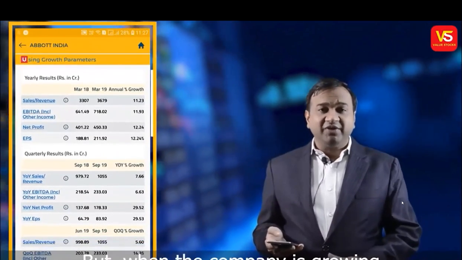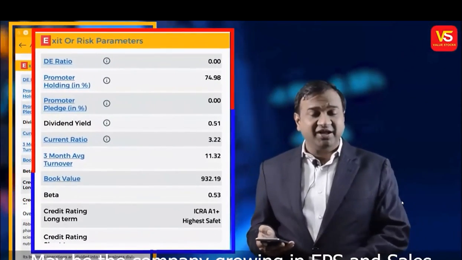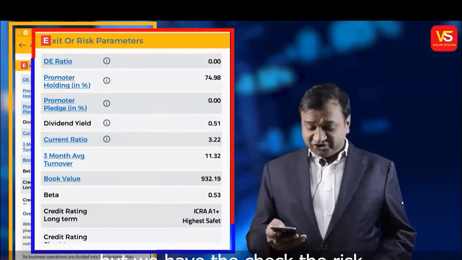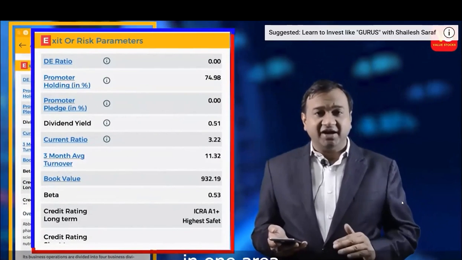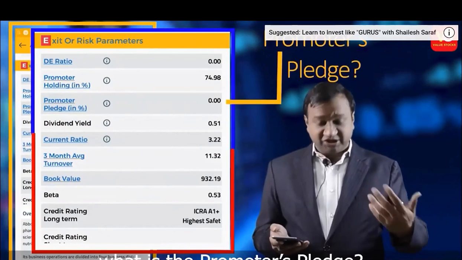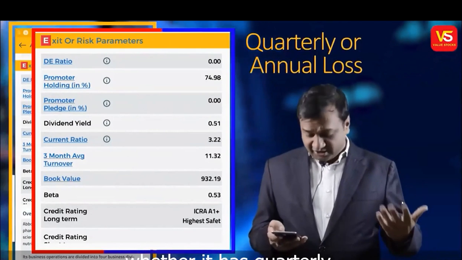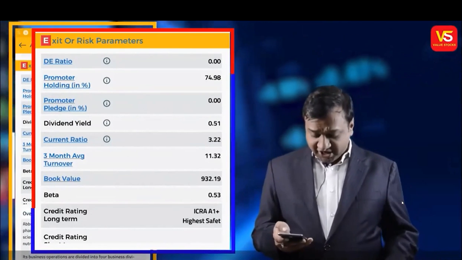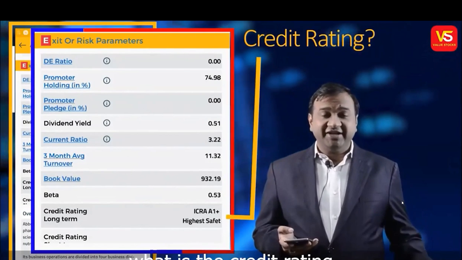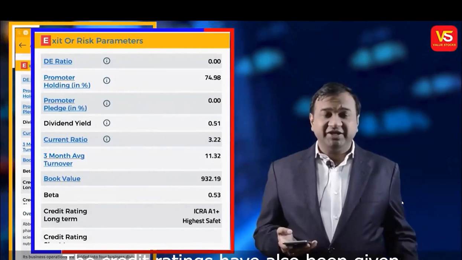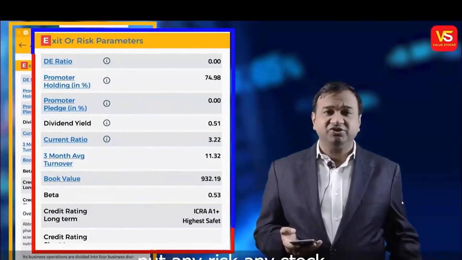But when the company is growing, we also have to check another parameter, which is the risk parameters. Maybe the company is growing in EPS and sales, but we have to check the risk. All the major risks have been given in one area. What is the debt ratio? What is the promoter's pledge? What is the current ratio? Whether it has a quarterly or annual loss? What is the beta of the stock? What is the volume of the stock? What is the credit rating? The credit ratings have also been given, showing whether the rating agencies have put any risk on the stock.